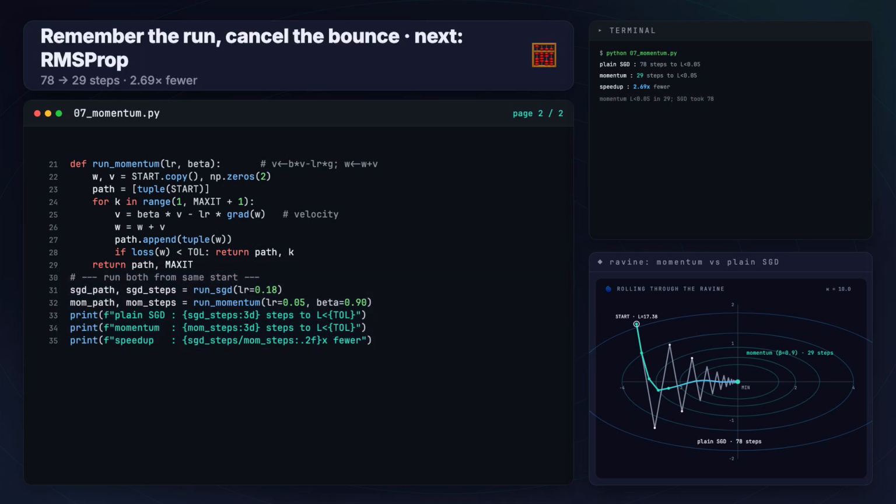So the lesson lands in one sentence. Momentum doesn't change where you're going, it changes how well you remember. And remembering cancels the bounce while compounding the descent. But notice we still used one learning rate for both directions. What if each parameter could earn its own learning rate, scaled by how rough its own history has been? That's the next idea, and it's the one that makes modern training actually converge. Next episode, RMSProp.